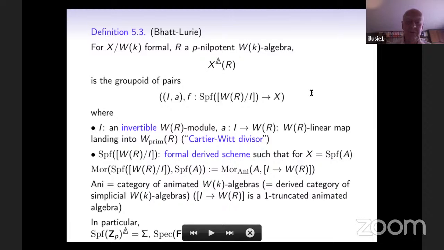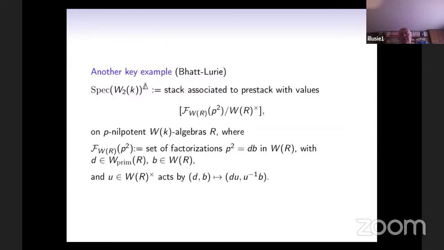And another key example for us, which was explained to me by Bhargav, though I'm not sure I understand all the subtleties there. So you take W_2(k), which is of interest to us, and you take the prismatization of that. So in fact, it has a very concrete description. So you look at the value of this stack on a p-nilpotent W(k) algebra R. So you look at the factorization in W(R) of p^2. So p^2 = D times B, where D is a primitive, that is D is (D_0, D_1, D_2, ...) with D_0 nilpotent and D_1 invertible. And B is some element in W(R). And then the unit acts on this, as I said, by replacing D by DU and B by U^{-1}B. And then you take the quotient. And this is this stack.